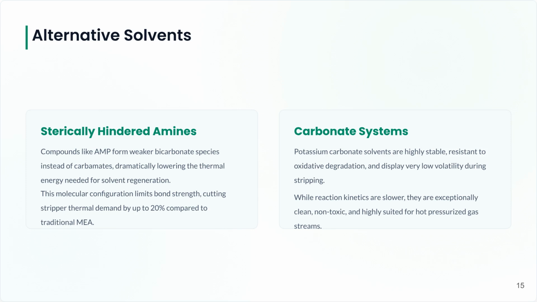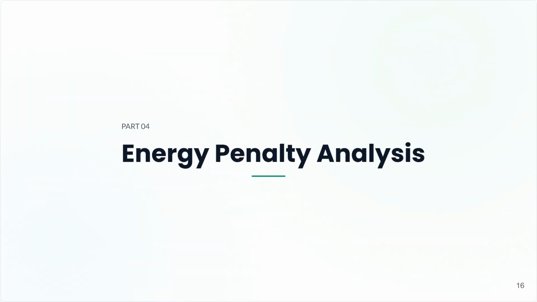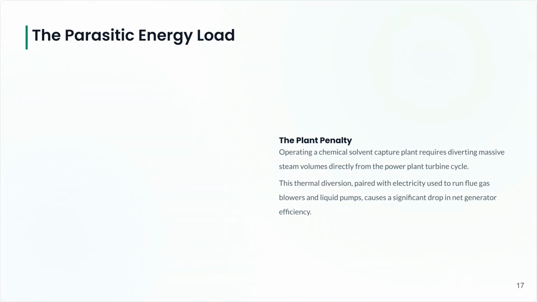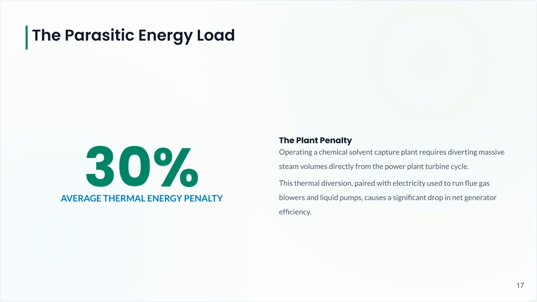Moving on to Part 4, we'll perform an analysis of the energy penalty associated with these capture processes. Capture systems often impose a significant parasitic load. Operating a solvent plant requires diverting steam from the turbine cycle. Combined with power for blowers and pumps, this can cause a 30% thermal energy penalty, leading to a notable drop in net generator efficiency.